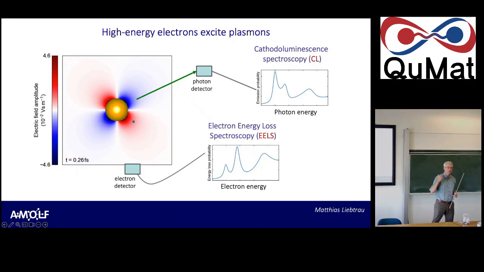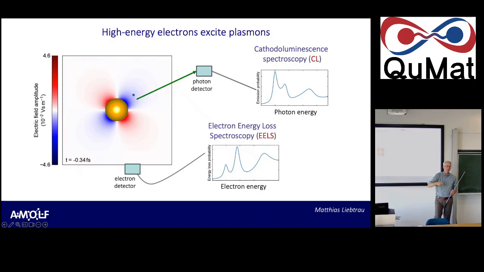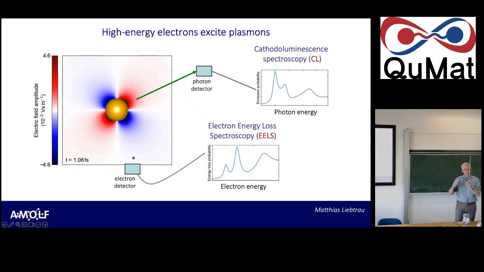Let's assume it's gold. Gold is full of free electrons. So what happens? The electron comes here, the negative charge, and it pulls and pushes on the free electrons in the gold. That means they start to oscillate. They start to oscillate at an eigenfrequency that is determined by the properties of the particle. Plasmon resonance, so electrons are displaced. There's a restoring force that is determined by the density of electrons inside the particle and also the shape of the particle.